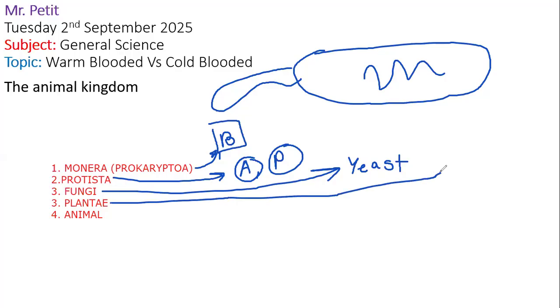Obviously, Plantae, that's your ferns, your gymnosperms. Plantae have chlorophyll because they produce what? Their own food. So they are autotrophic. I don't know if y'all ever heard that word before, but they are autotrophic, which means that they produce their own food using energy from the sun.